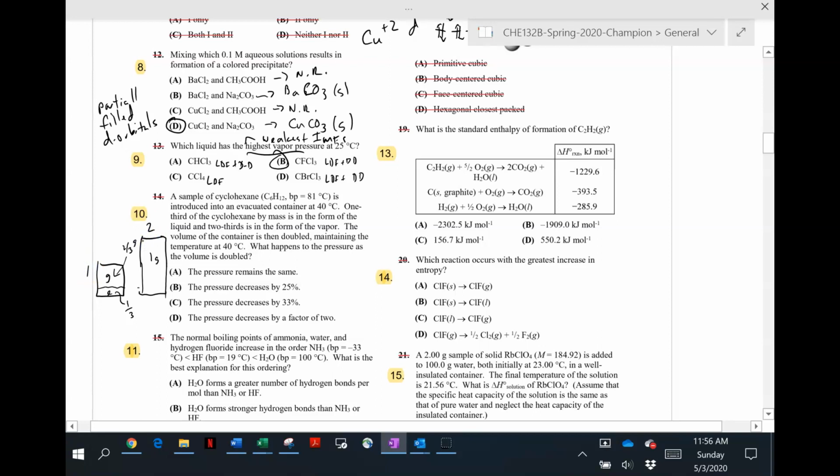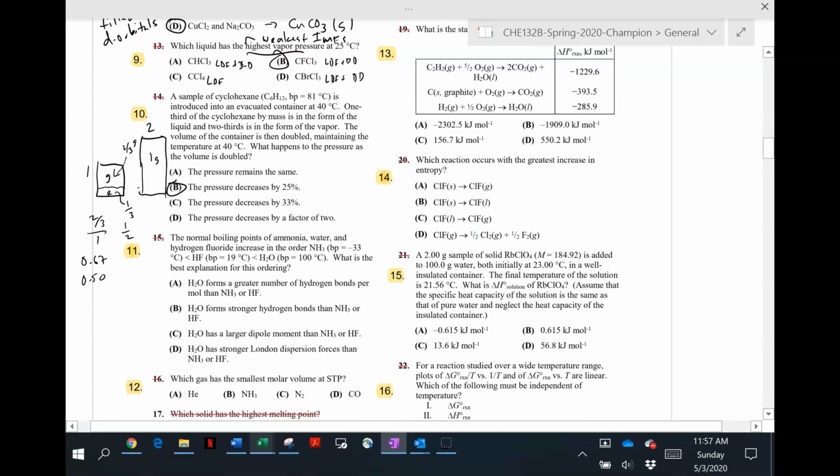So our pressure in the first one is going to be proportional to 2/3 or 1. Our pressure in our second one is going to be proportional to 1/2. So 2/3 is 0.67, 1/2 is 0.50. So the pressure goes down by 0.17. Is that 25%? It's close. That's the thing it's closest to, I think. So the pressure is going to go down by about 25%.